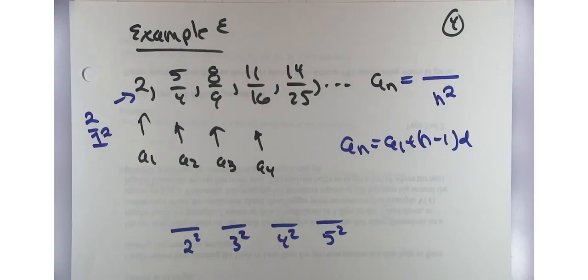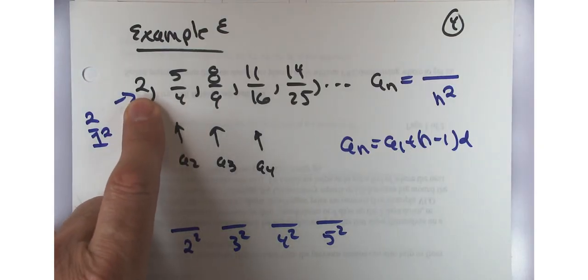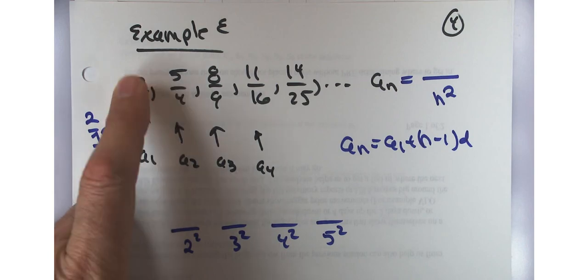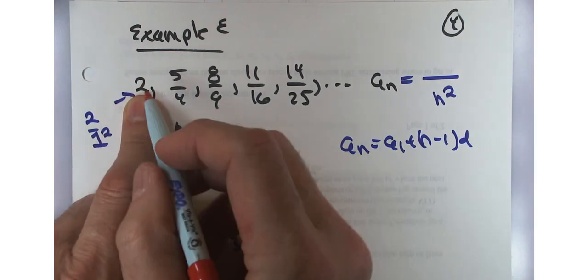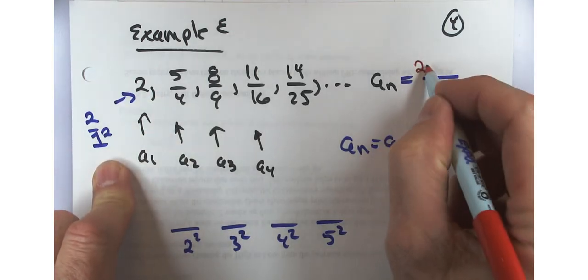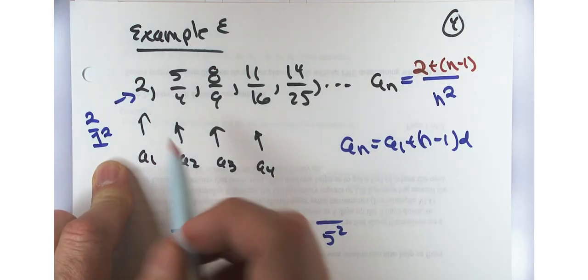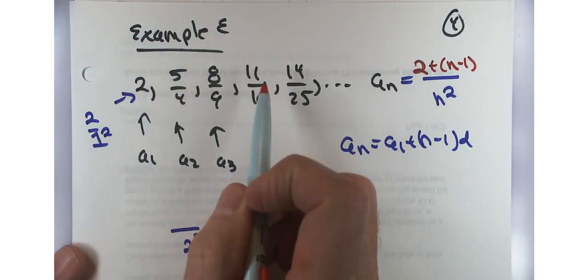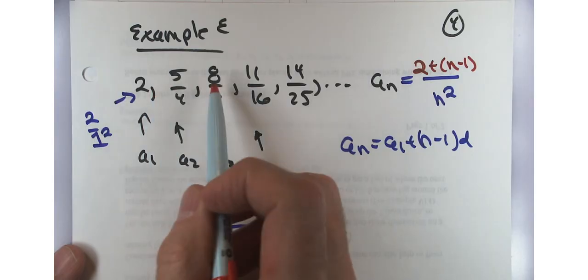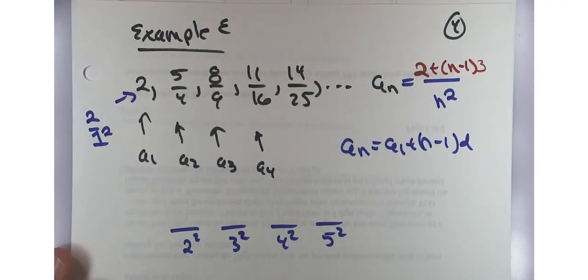What would be a sub 1 in this case, or the first term in the numerator? 2. We're just looking at the numerators, so 2 over 1. So 2 plus n minus 1 times, well, what am I adding to get from one term to the next here? 3. So there's your general term for this sequence.